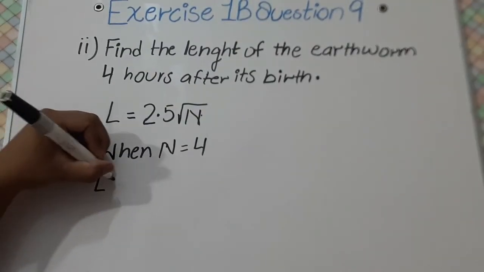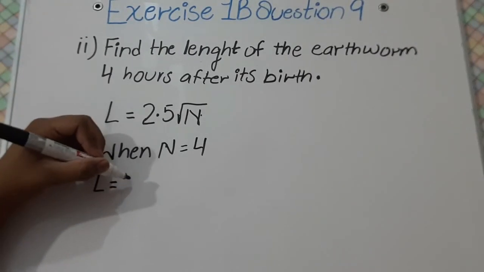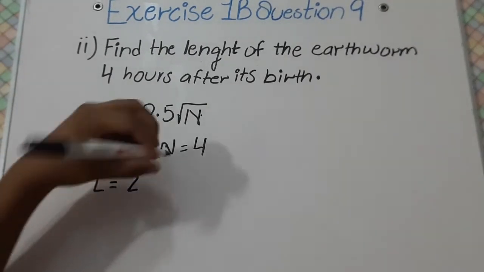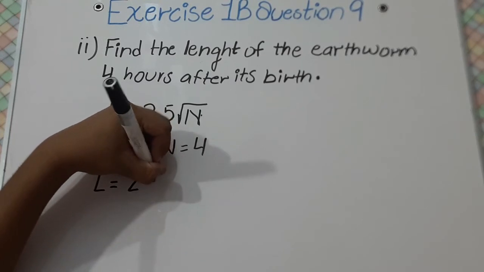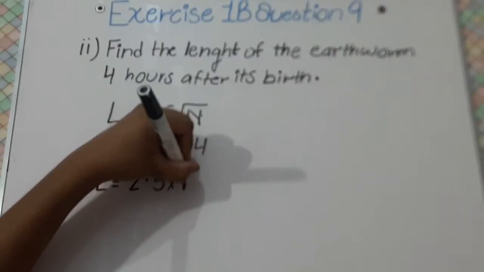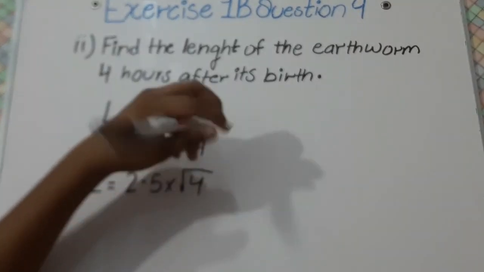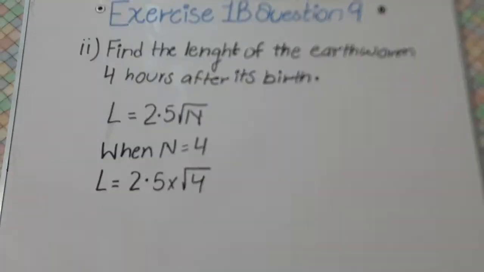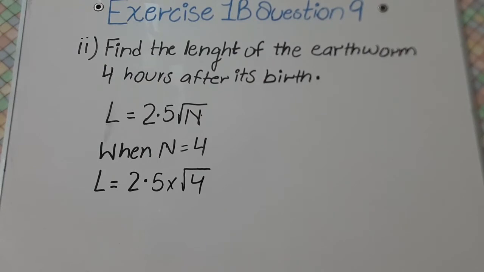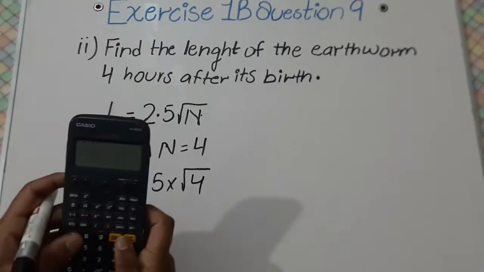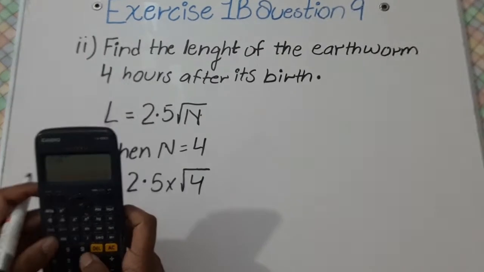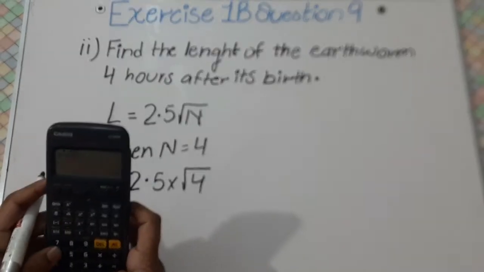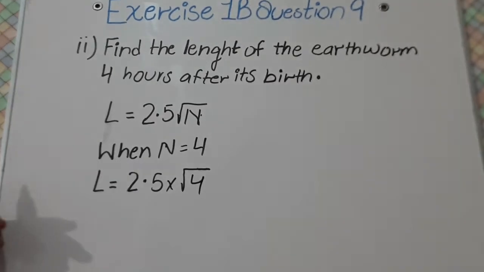Now L equals 2.5 multiplied by under root 4. You can use a calculator also. So 2.5 multiplied by under root 4, the answer would be 5.